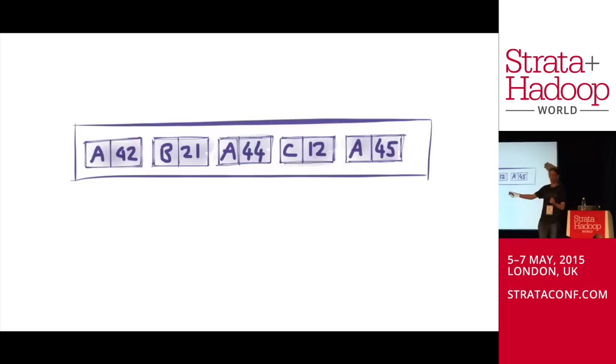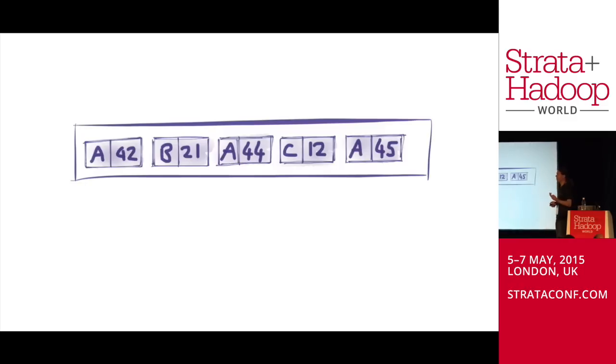So reading left to right, first A was set to 42, then B was set to 21, then A was set to 44, and so on. And if you are rebuilding a new index, a new cache onto this existing data, you don't really need to know all of the historic versions that some particular data item has gone through. You only need to know the latest value.